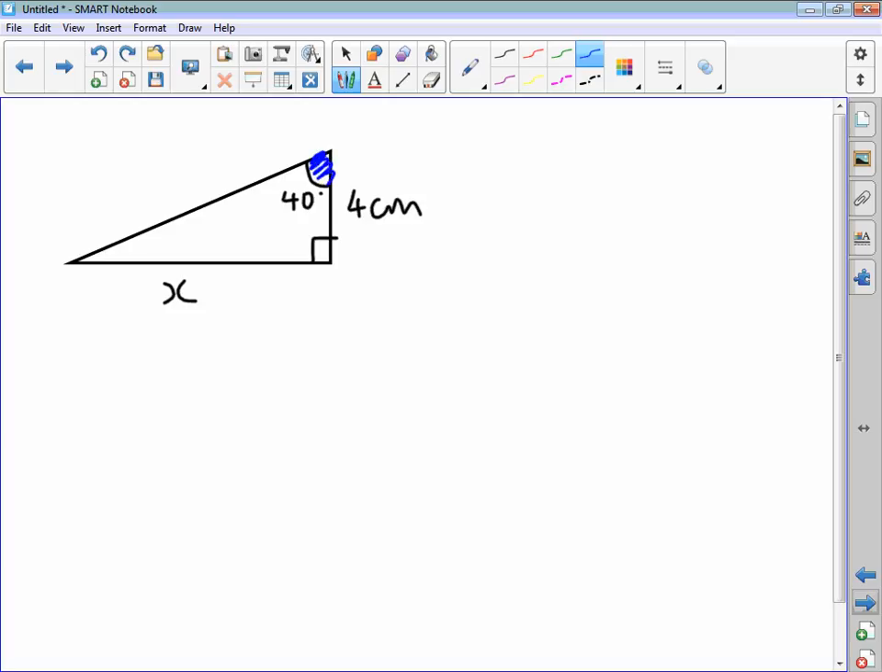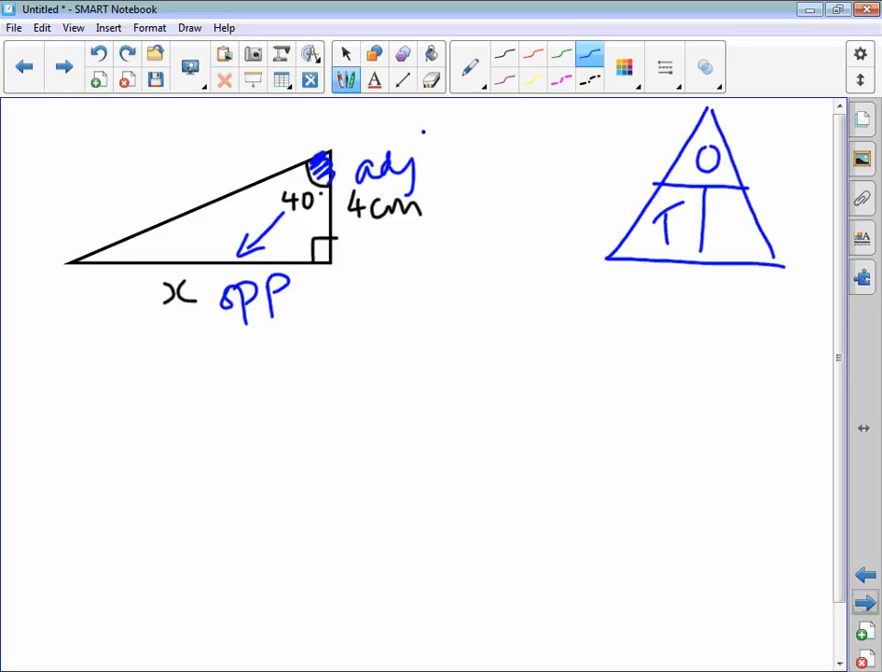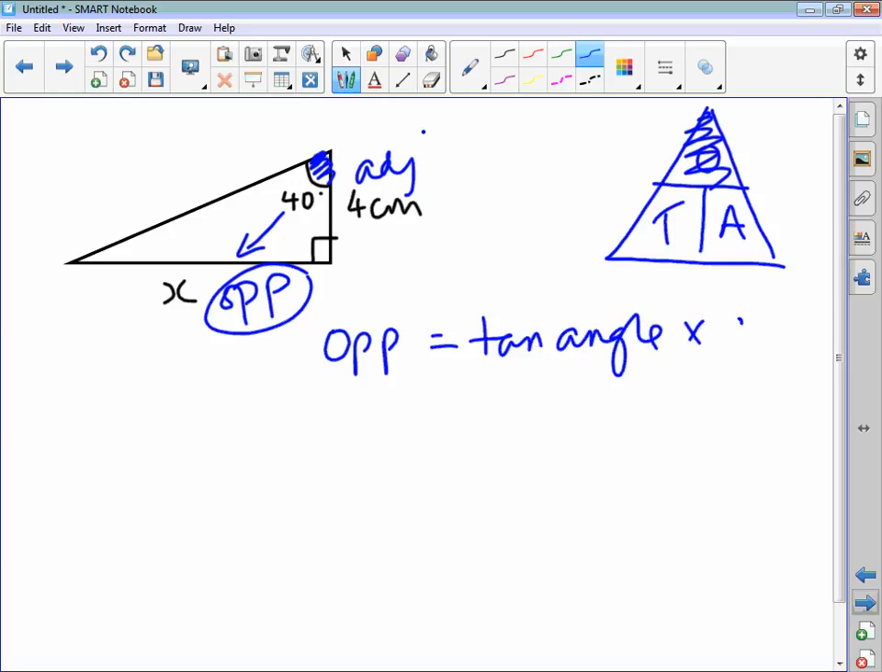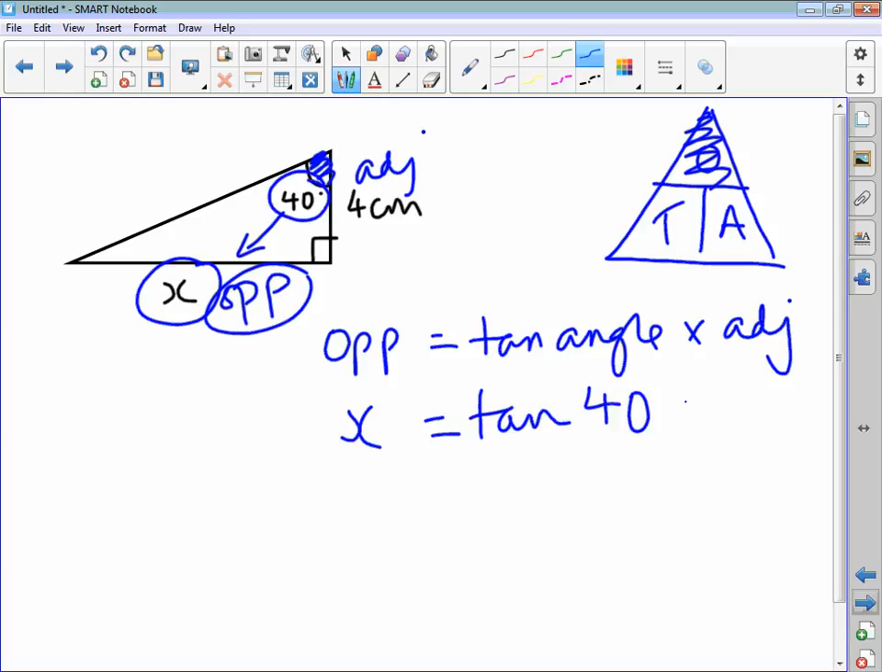Here's our angle. This side here is adjacent to that angle. This side here is opposite to that angle. So we've got opposite and adjacent. We're going to use tan. So tan of the angle equals opposite divided by adjacent. In this question, we're trying to find the opposite. So cover that up in the formula triangle. Opposite is equal to tan of the angle times by the adjacent side. So if we look at the triangle, the opposite side is x, and then we've got tan of the angle, which is 40, times by the adjacent side, which is 4.